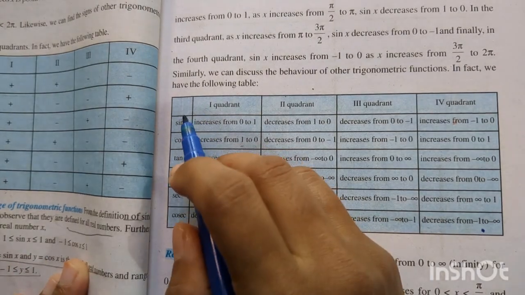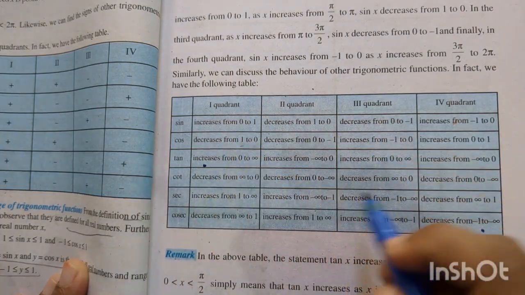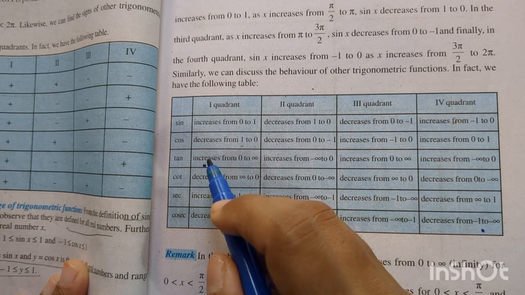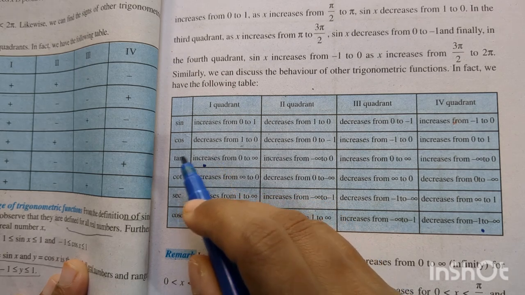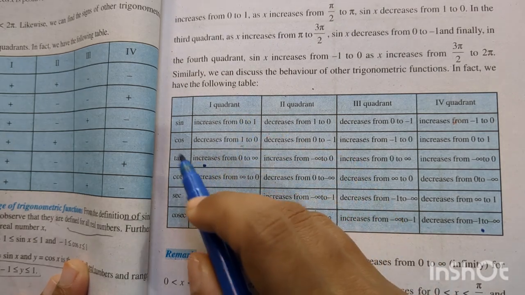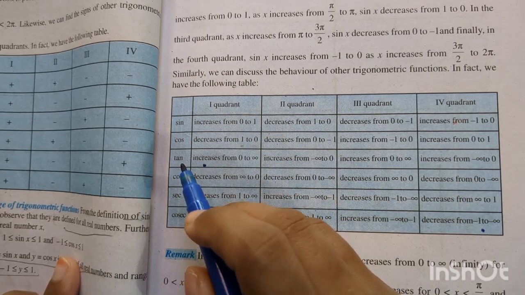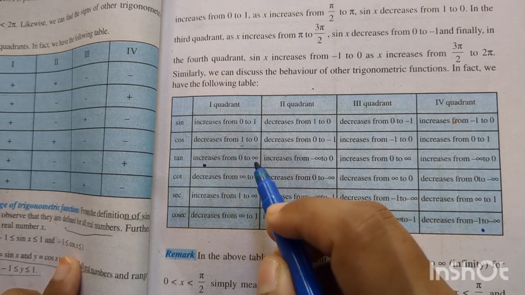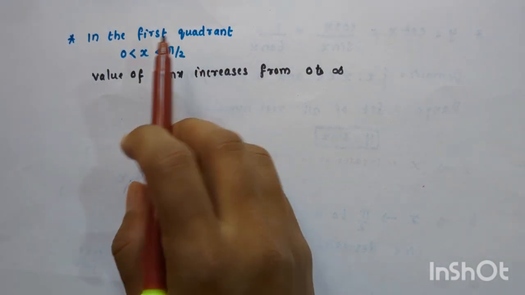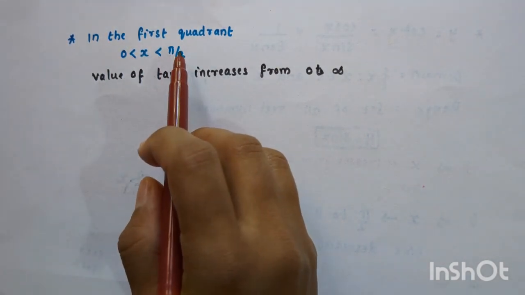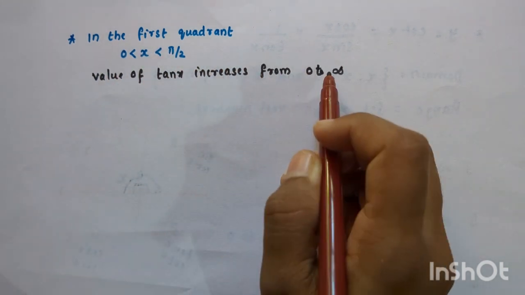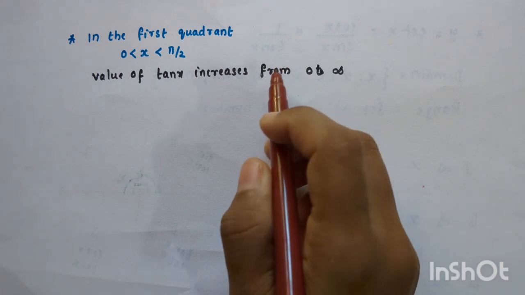So, here you see we have discussed this table now. We have a tan function here, and in the first quadrant the value of tan x increases from 0 to infinity. In the first quadrant, that is 0 less than x less than pi by 2, the angle from 0 to pi by 2, the value of tan x actually increases from 0 to infinity. That is the behavior of the tan function given in the table.